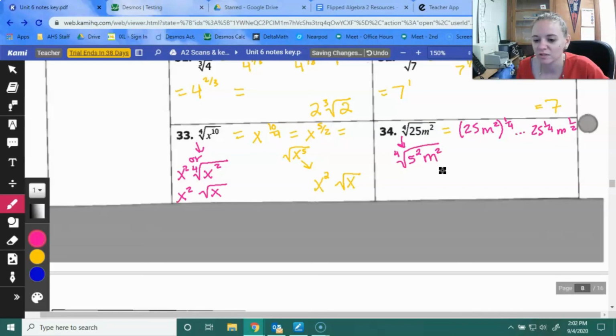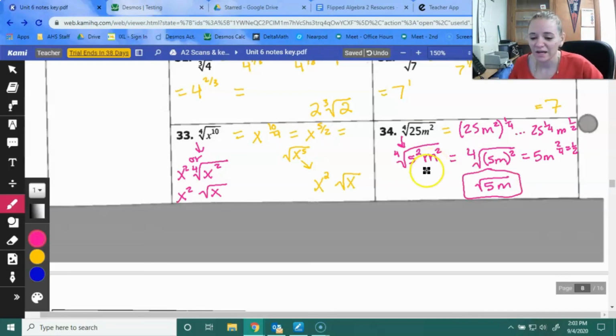So now both of these can now be combined. 4th root of 5m with parentheses squared. Now I can convert it, since both have the same exponent, to my rational exponent, which is 2/4, which simplifies to 1/2. So I have 5m to the 1/2, which is basically the square root of 5m. Okay? And giving you the answer. So that is more simplified than that. Okay? So those are pretty tricky.